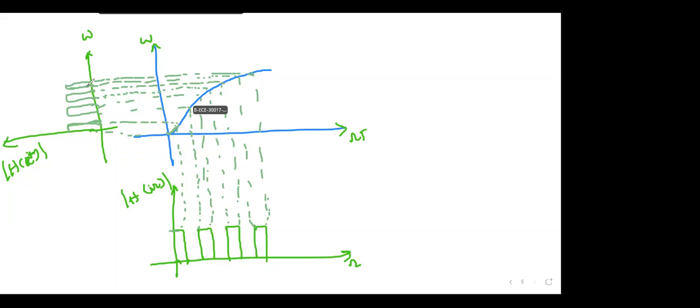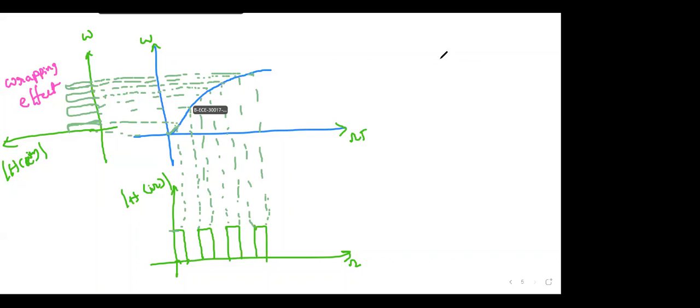Understood, Sandhya? Yes, sir. Yeah, this is called the warping effect. This is called the warping effect. So this is a major problem with this, and this is the effect in the magnitude response.